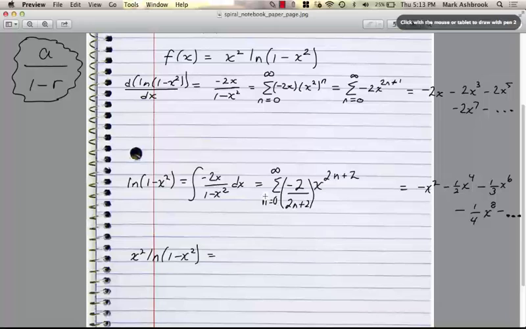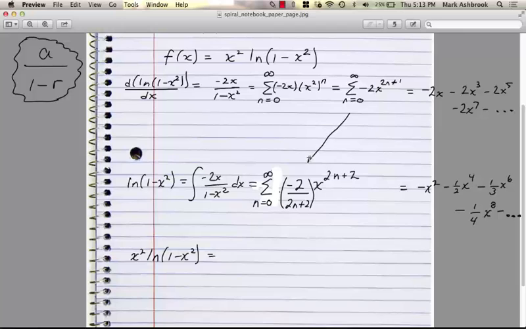So let me rewrite this. We're doing antiderivative. And then for this, we're doing antiderivative. So now we have a power series for ln of 1 minus x squared.